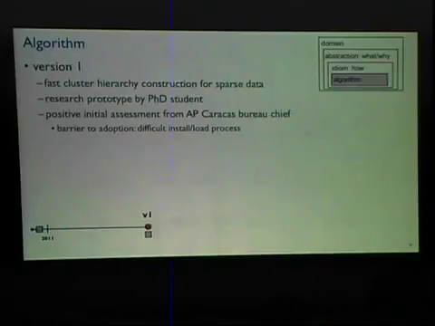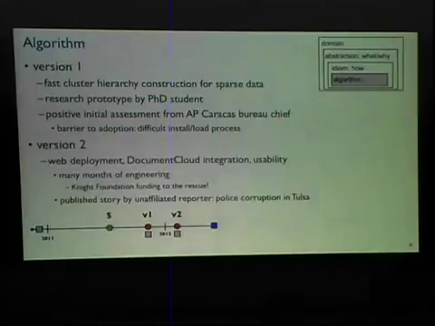So this is often where a lot of research papers end: here was our prototype, got some promising initial results. What was great in this case is we got money from the Knight Foundation to actually build something real for journalists. So we could actually have it be web deployed and integrate with a system called DocumentCloud that a lot of journalists use, and actually worry about questions like usability, because what do you know? Research prototypes are often not the most usable thing on the planet. So many months of engineering went into actually making something that people could use.